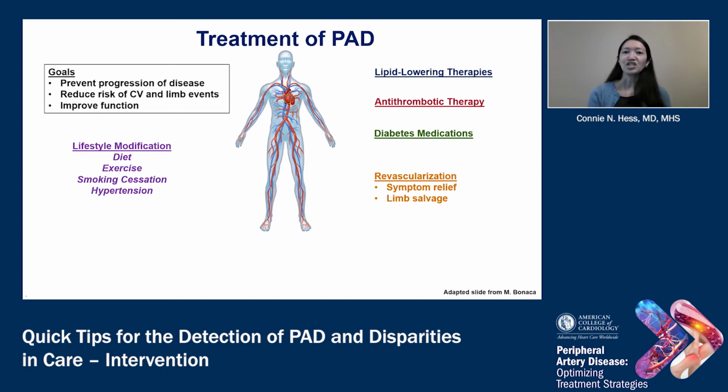Lifestyle modification is important: diet, exercise, smoking cessation, control of hypertension. Medical therapies, including lipid-lowering therapies, antithrombotic therapies, and diabetes medications are important. And revascularization, as I mentioned, is an important modality. In patients with claudication, this is mainly aimed at symptom relief and improvement in quality of life. But in patients with critical limb ischemia, this is important for limb salvage. As I've just shown you, there are a lot of disparities in use of revascularization and amputation, so this is important to keep in mind.